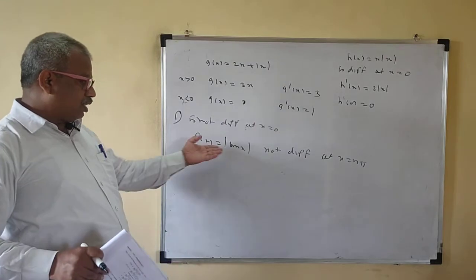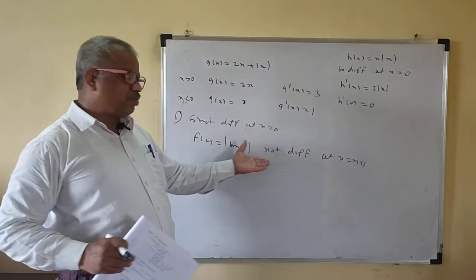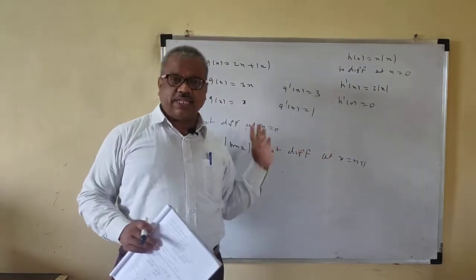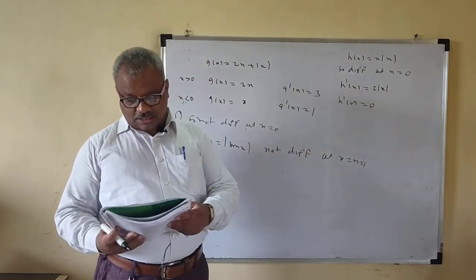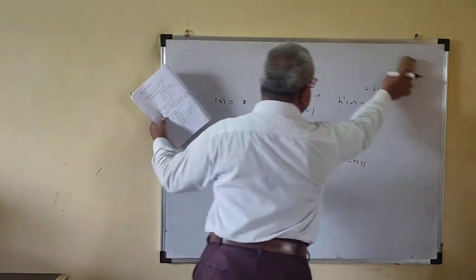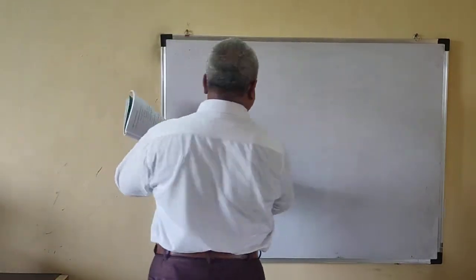So this is differentiable for values of x not equal to n pi. If x is not equal to n pi, then it is differentiable. Okay. So you should also note one thing: what is the derivative of an even function or an odd function?